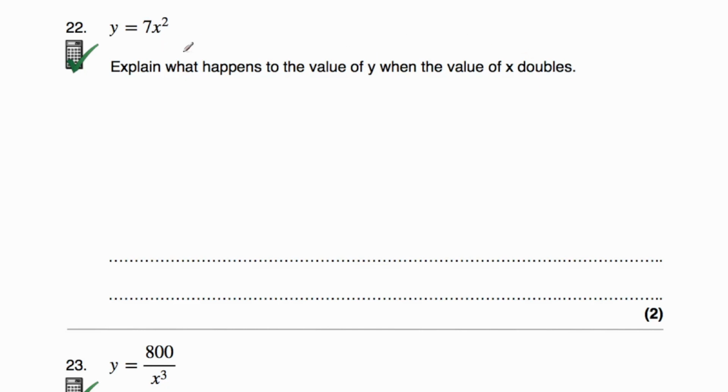Now we're not told a value for x here, so let's let x equal a certain number, and I'm going to choose 1 because it's a nice easy one to start with. So to find the value for y, we're going to do 7 times 1 squared. 1 squared is 1, so we've got y equals 7 times 1, and 7 times 1 is equal to 7. So whenever x equals 1, y is equal to 7.